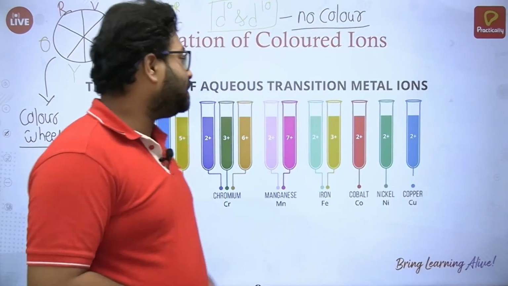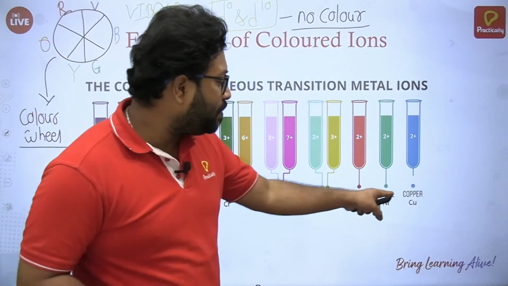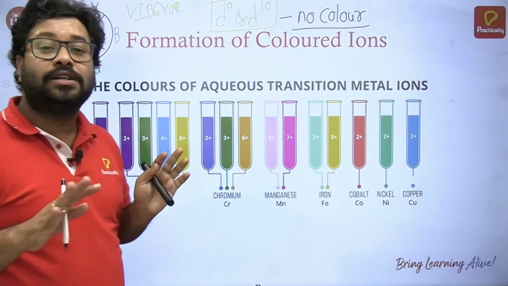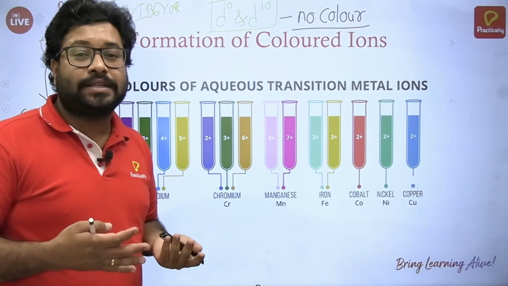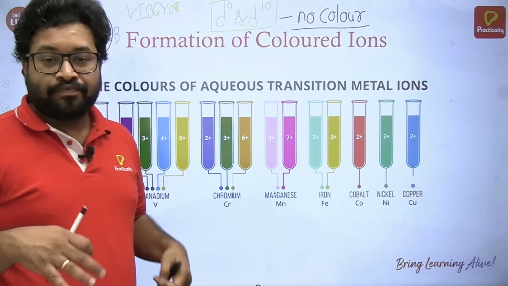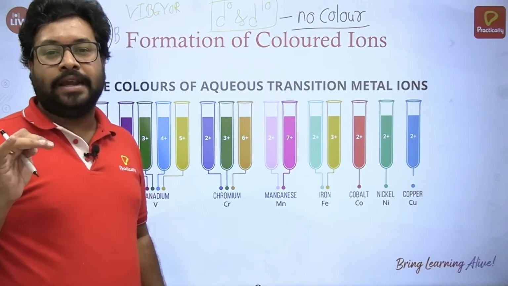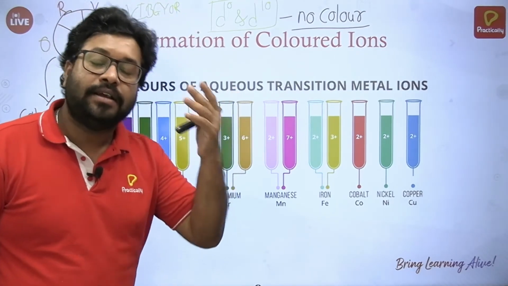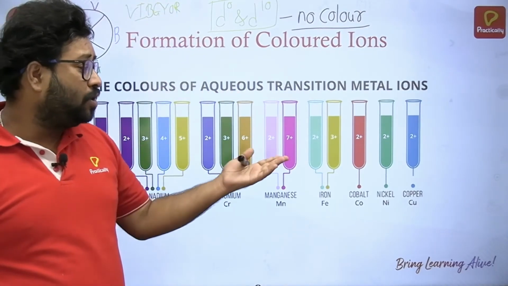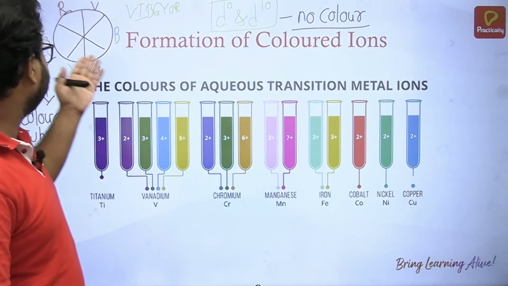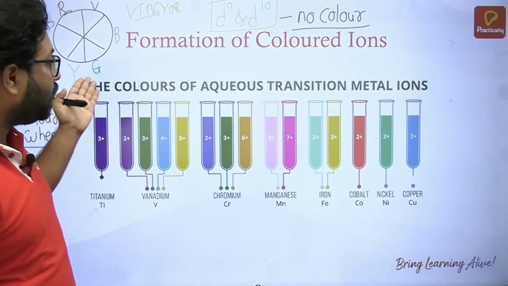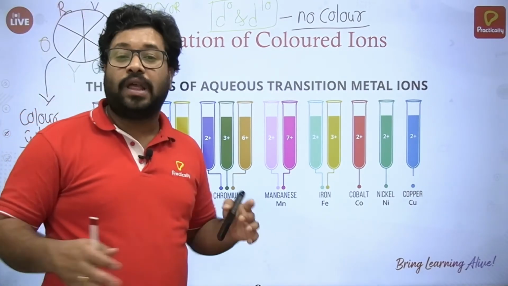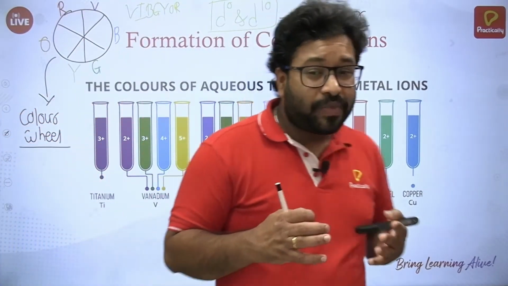As far as copper is concerned, copper looks blue because it absorbs the orange or red shade. We know that white light is composed of all seven fragments. Whatever part of that light is absorbed, the complementary color is what we see. Suppose it absorbs blue, it would look orange. If it absorbs yellow from the white light, it would look violet, and so on. That is how all these things happen.